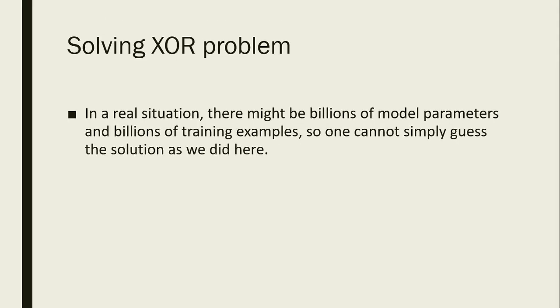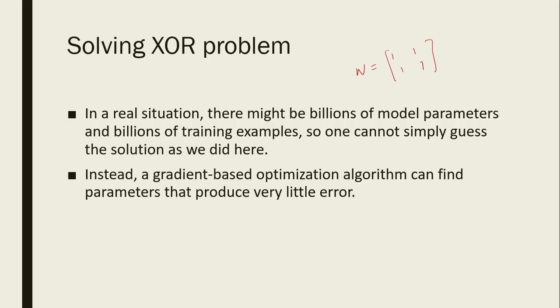Okay, in a real situation, there might be billions of model parameters and billions of training examples, parameters like these weights and biases. In large networks, the number of weights and biases is very large. So one cannot simply guess the solution as we did here. Here we guessed the solution like W equal to 1, 1 and like that. This kind of guessing is not possible in real networks.